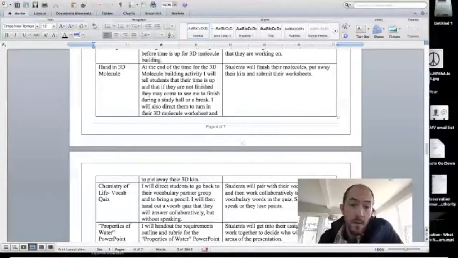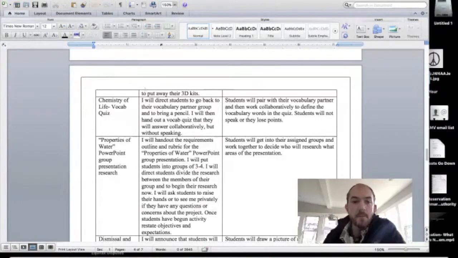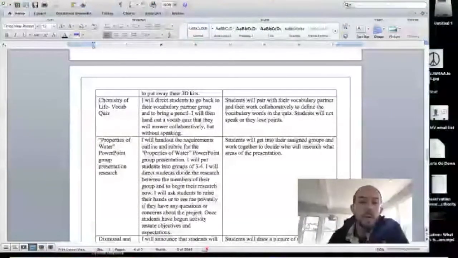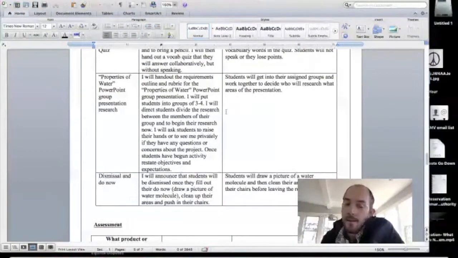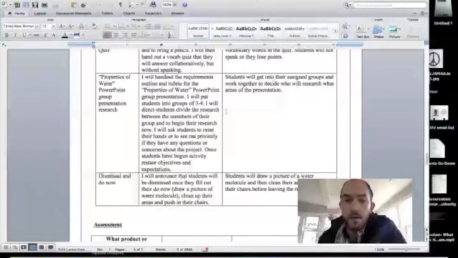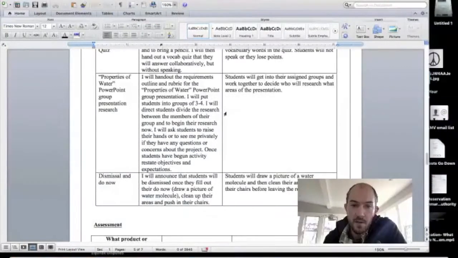At the end, they'll hand in a 3D molecule worksheet, or they'll print out their 3D molecules from their computers. And then after that, we'll do a quick chemistry of life vocab quiz, and after that, I have 2-hour periods, so it's a long day. After that, they'll start researching on a properties of water PowerPoint group presentation where students will be in 3 to 4 student groups.